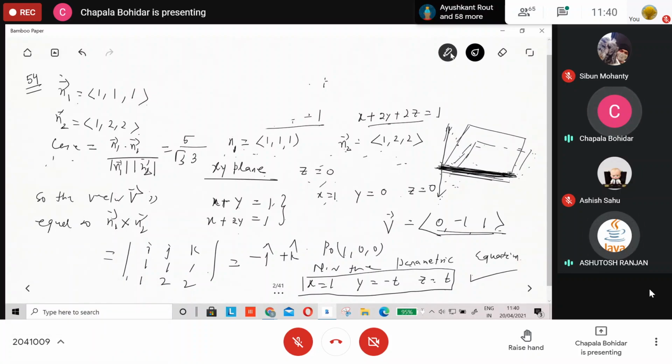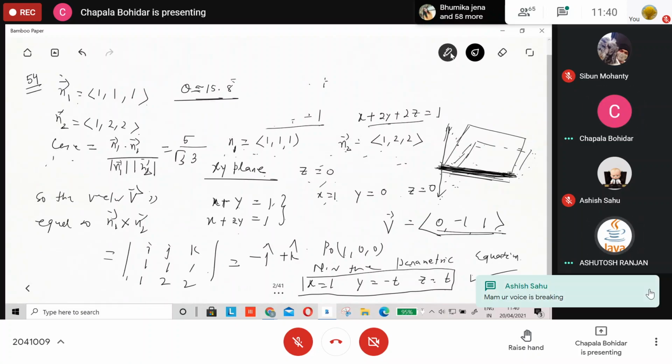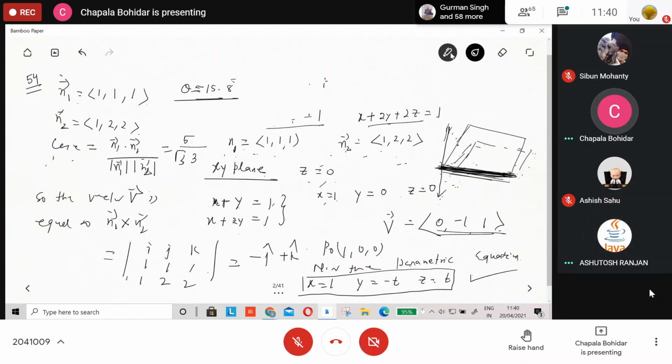So find the angle. Theta is equal to nearly 15.8 degrees. Is it acute or obtuse? Acute. So we get our acute angle. Now that is done. Now solve the next question. Try to solve it now, time is there.